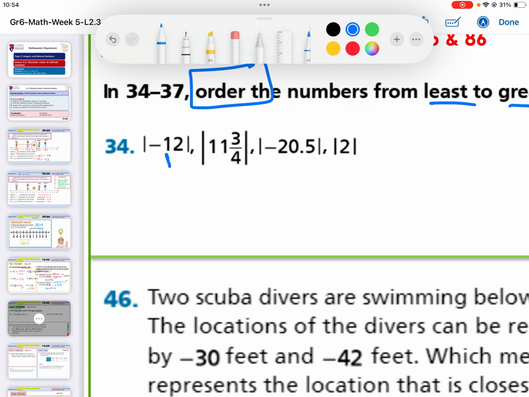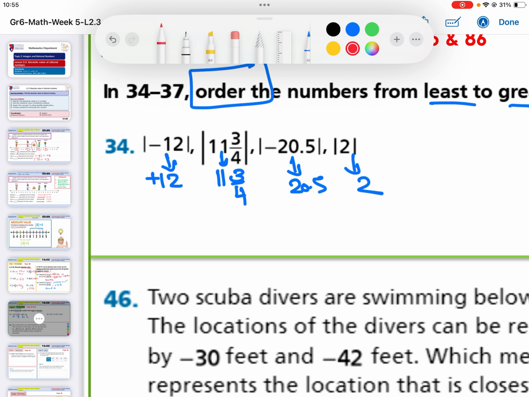So first, let me find the value of negative 12. That will be positive 12. 11 and 3/4, it's going to be the same. Negative 20.5, that will be 20.5. 2, that will be 2. Okay, now I'm going to order according to the number line. I don't need to draw it because the positive numbers are really clear.